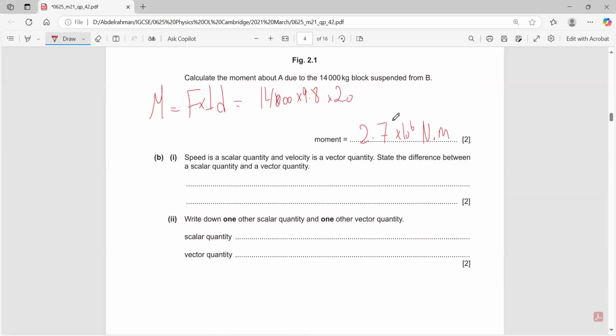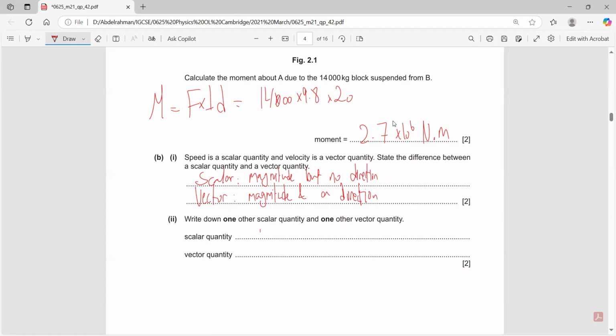Speed is a scalar quantity and velocity is a vector quantity. State the difference between scalar and vector. Okay, so scalar, you have the magnitude but no direction. Vector, you have a magnitude and a direction. Write down one other scalar and one other vector quantity.